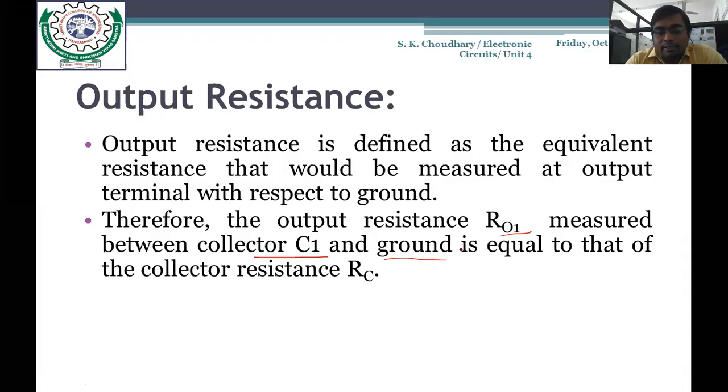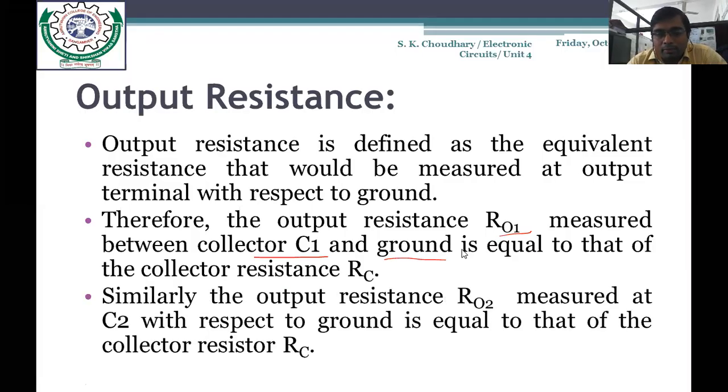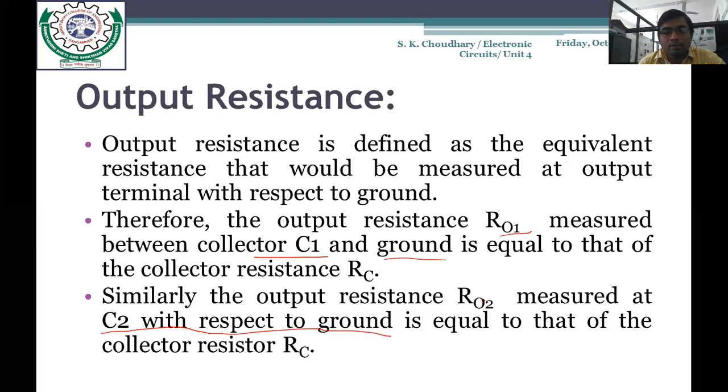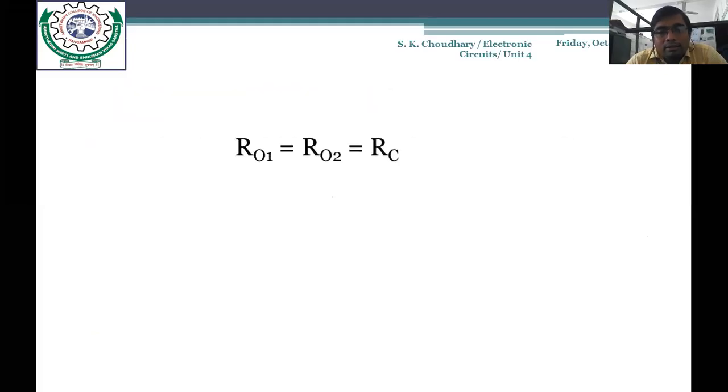So R01 is nothing but RC or RC1 you can say, but we have already seen that RC1 and RC2 are equal, so that's why we have written here RC as a common parameter. Similarly, you can also calculate the output resistance R02 that is measured at the collector C2 with respect to the ground, and it is also equal to the value of RC. So in this case, both the output resistances R01 and R02 are equal to RC.